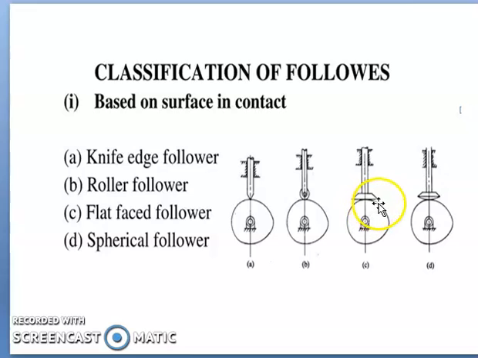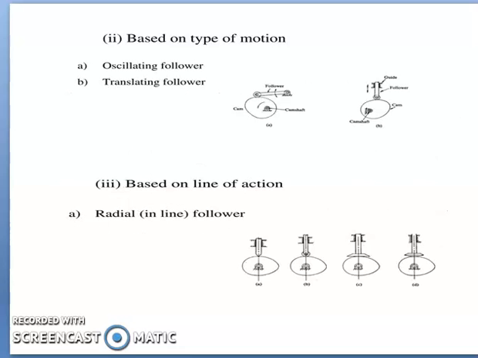Next is the mushroom follower. Here the follower is in the shape of a flat mushroom. In the mushroom follower the line of contact is more and you have some disadvantages. To overcome that, you have the surface of contact in the form of a sphere, or a spherical surface. Then it is called a spherical follower. Next, based upon the type of motion, it can be either an oscillating follower or a translating follower.